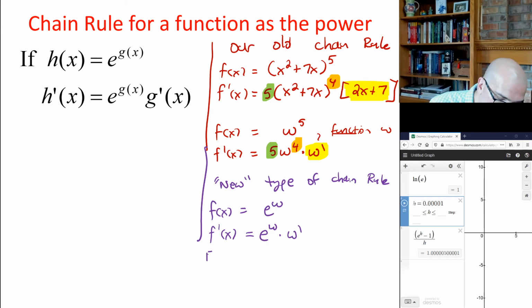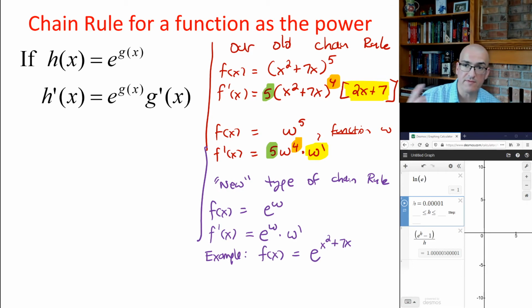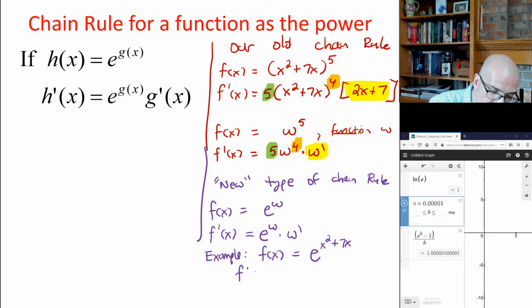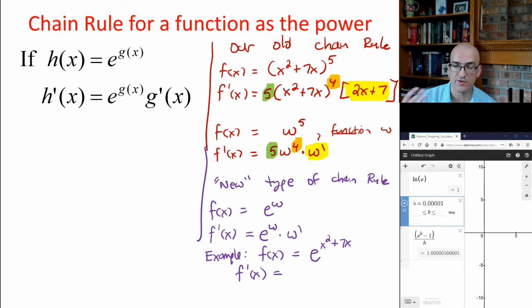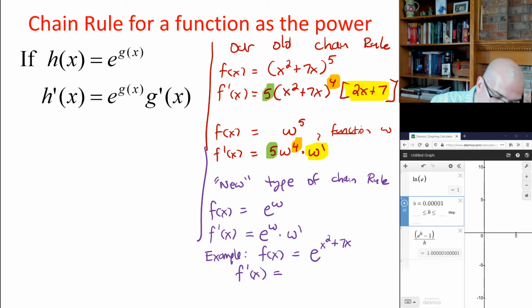So what would an example look like? Let's say f of x is e to the x squared plus 7x. Well, the derivative of that, we have a derivative of e to the power of w, where w is x squared plus 7x. So what we're going to get out is e to the w, so e to the x squared plus 7x, multiplied by w prime, 2x plus 7.